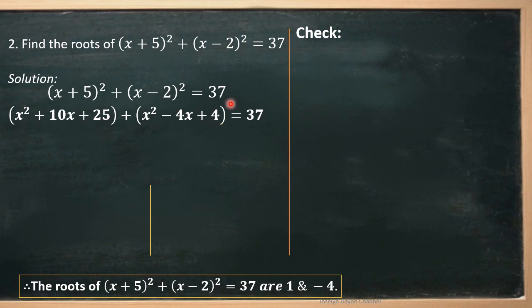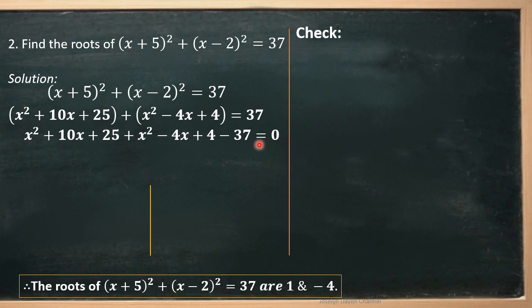And bring down 37. Now we are going to remove the grouping symbols and combine terms that are similar. So we have x², 10x, 25, plus x², minus 4x, plus 4. 37 will be transposed to the left side of the equation, and it becomes negative 37 equals 0.